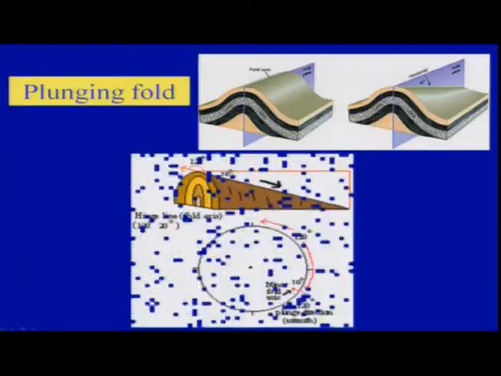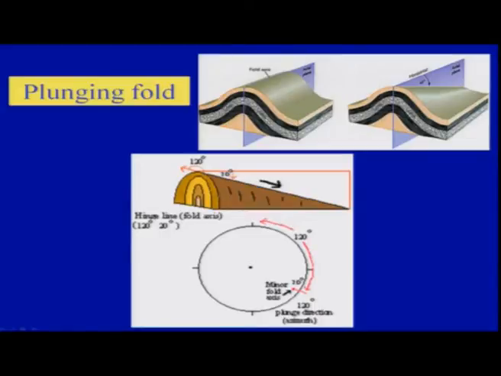So, plunging fold, again coming back. We are talking about how we can plot this and know whether it is plunging or not. So, we will just move ahead with that. This is what we use as the stereographic projection.